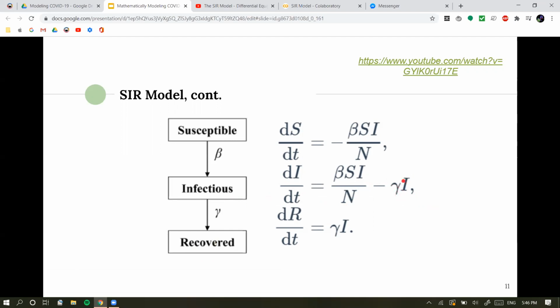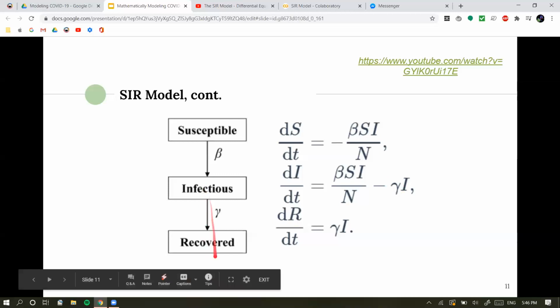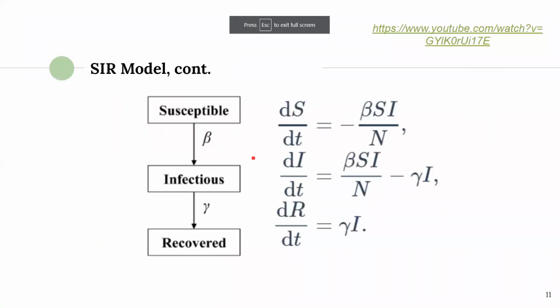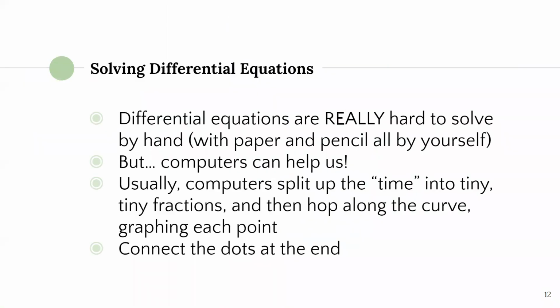This has to do with how fast people recover, and that makes sense, right? Because if this number, gamma, is bigger, then people are leaving the infectious group at a higher rate, and they're going to the recovered group. So as gamma, the rate of recovery, how fast somebody recovers, increases, the recovered pile is going to be increasing at a higher rate. So that's it for this little section here. If you didn't get it, you can ask questions in a bit.